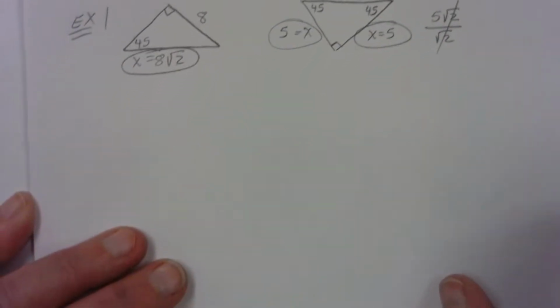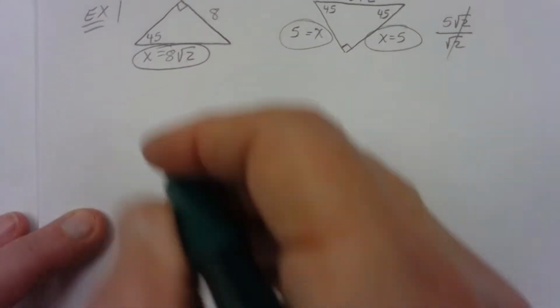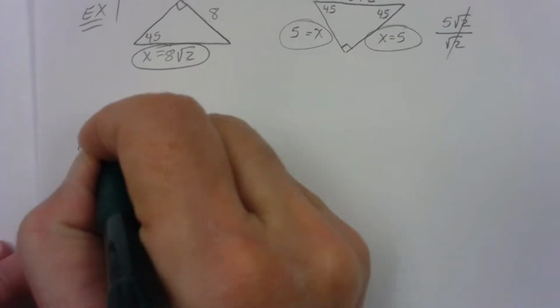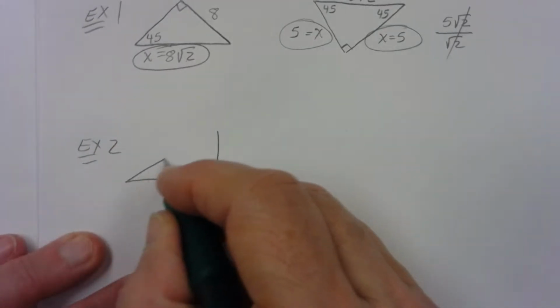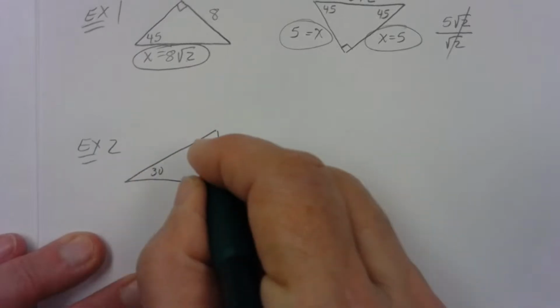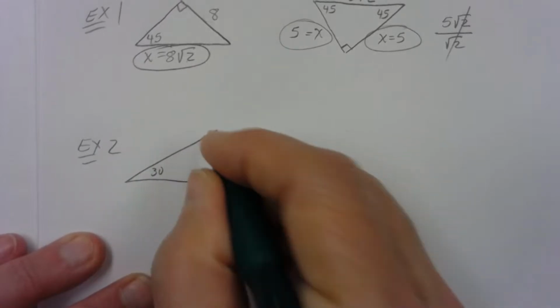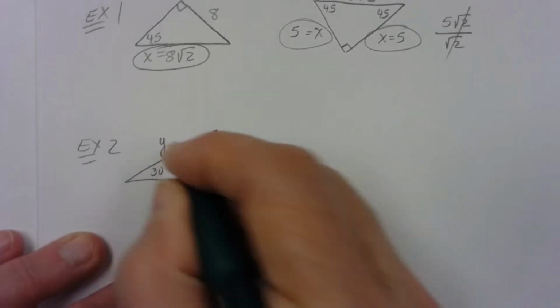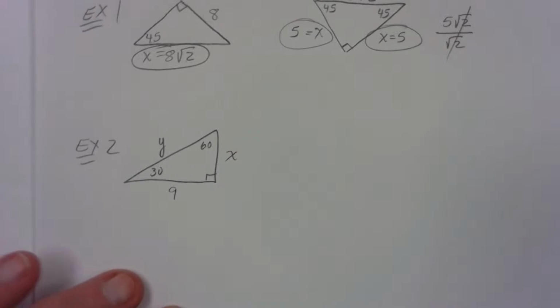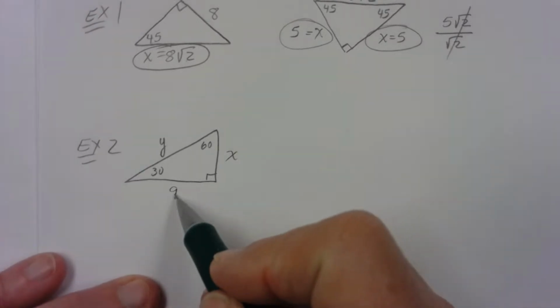Let's try example 2. It says, got a triangle like this. 30, 60, they tell you that, and they put the 90 there. They also tell you that this is 9, and this is x, and this is y. And they want you to find x and y. This is the long leg. Crap, it's one of those, got the long leg.